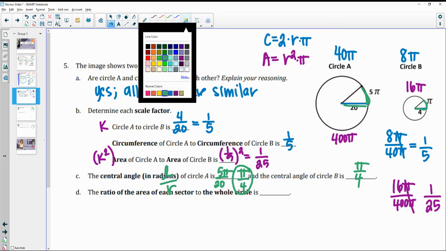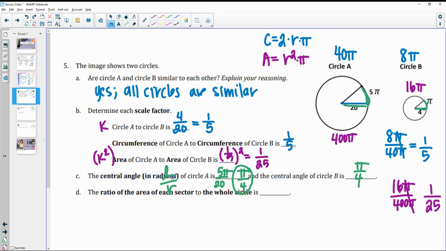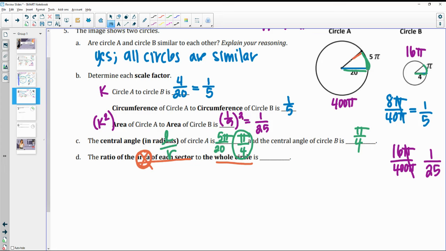Then the last one talks about the ratio of the area of each sector to the whole circle. So this one's a little bit confusing because it says the word area, but that doesn't actually matter because it's just looking at the ratio of this piece to the whole circle. So how much of this compared to the whole circle do we have?